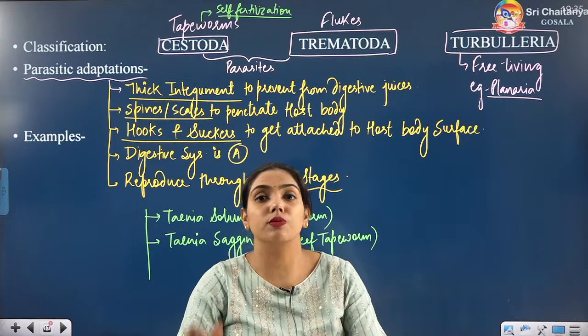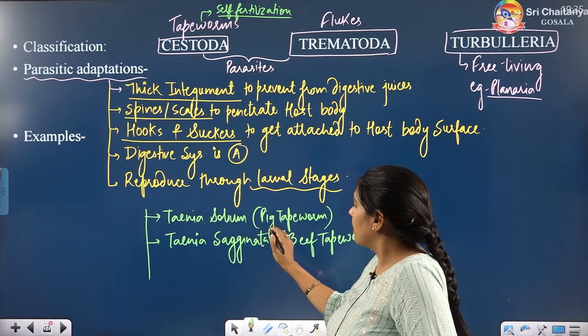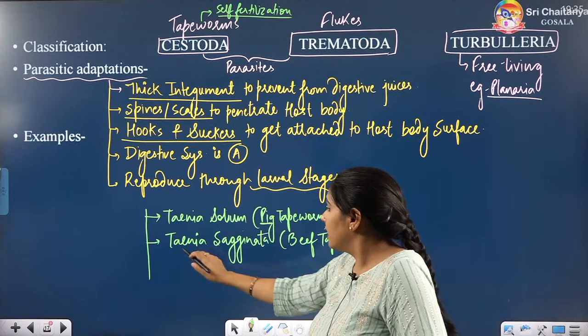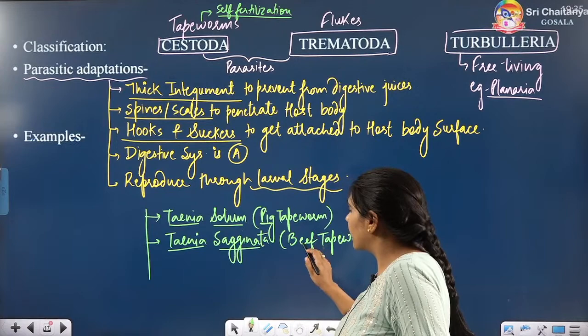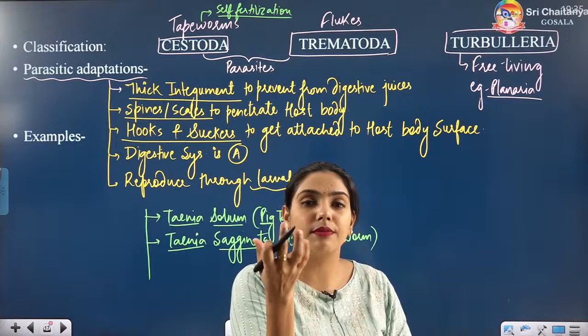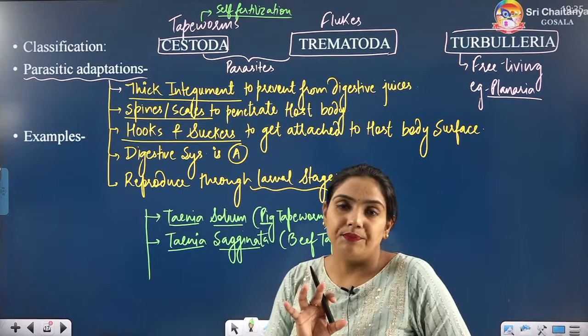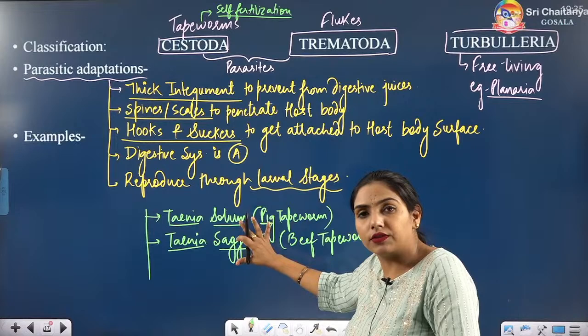Alright, and they have two hosts. Taenia solium, pig. Why is pig coming here? Because after man, the secondary host is pig. Taenia saginata, why? It is known as beef tapeworm, right? Beef means the meat of cattle, right? So cattle are cows and buffaloes. So the secondary host for the beef tapeworm is cattle, cow or buffalo, mostly buffalo. And the primary host for both of these will be man, human, right?